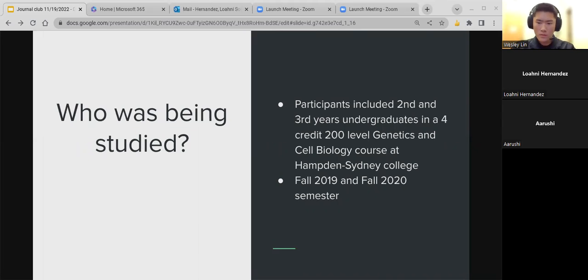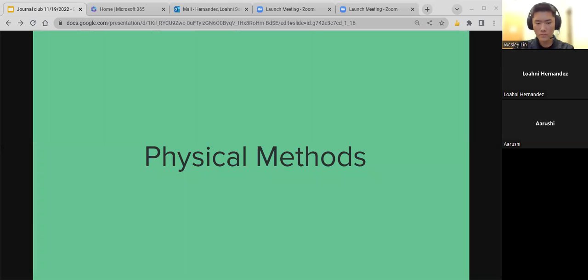So who exactly participated in this study? To begin, participants were 2nd and 3rd year undergraduates in a genetics and cell biology course. This course was done in an all-male college and included both a lecture and a laboratory section. It's also to be noted that these people were involved in both the fall 2019 and the 2020 semesters. So we're going to dive into the physical methods of how the study was conducted.